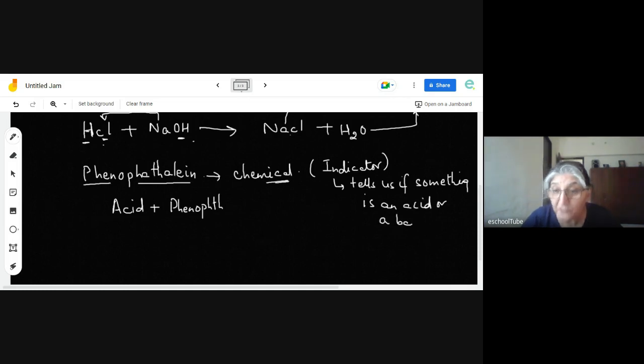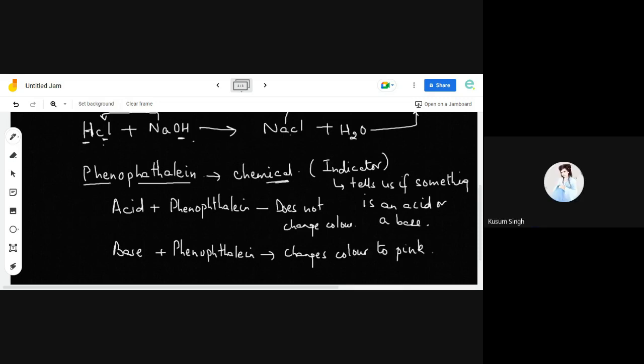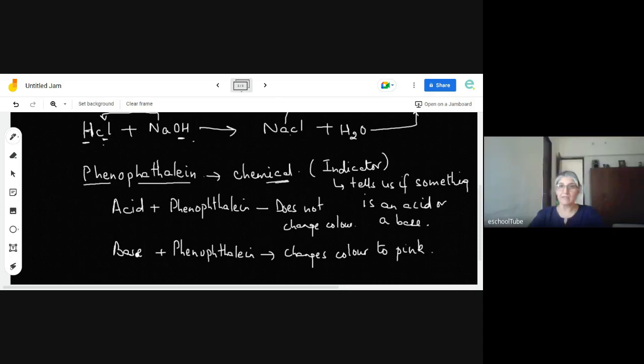तो आप फिनोफ्थलीन लेके चेक कर सकते हो कि एसिडिक है या बेसिक है चीज. एसिड प्लस फिनोफ्थलीन, when you put phenolphthalein, does not change color. Okay? But if you put phenolphthalein in a base, it changes color to pink. Okay? समझ आया ये?